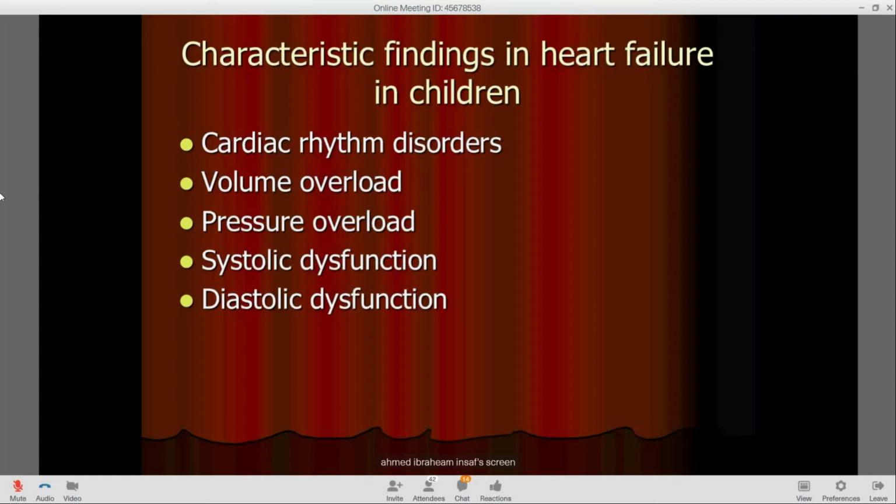So the characteristic findings are just the same as we discussed according to the etiology. It is either rhythm, volume, pressure, systolic or diastolic.